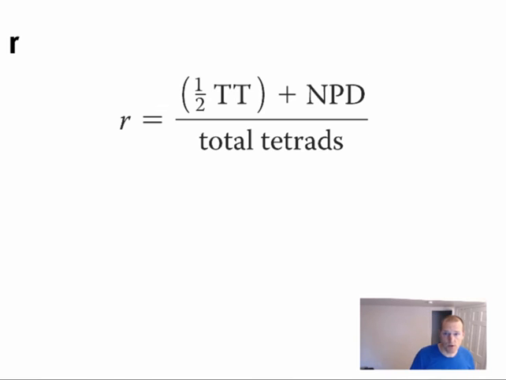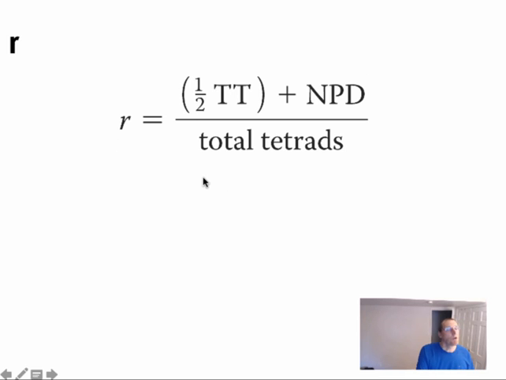So the formula that's used to determine the recombination frequency in tetrad analysis is similar to what we've done before. So there's relationships here. The number of recombinants is divided by the total offspring, and because only half of the spores in the tetrads are recombinant, we use this formula where it's half TT plus NPD divided by the total tetrads, and that gives you the recombination frequency.